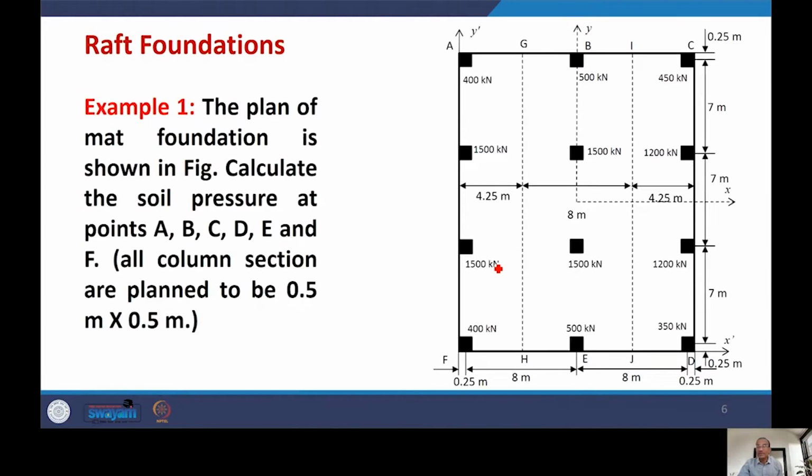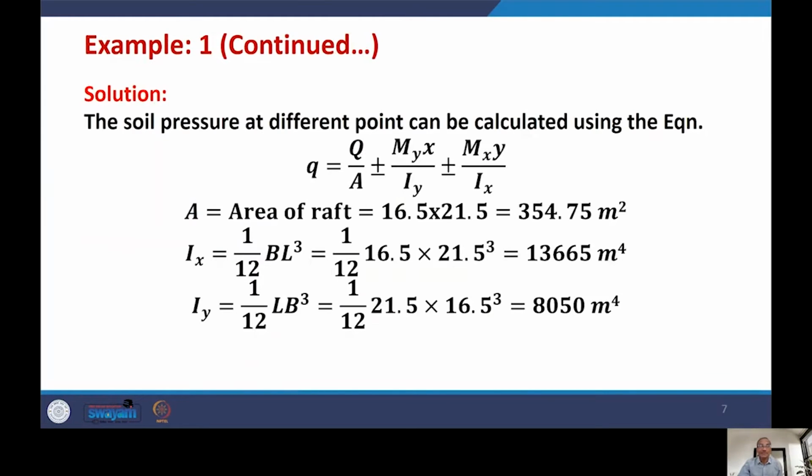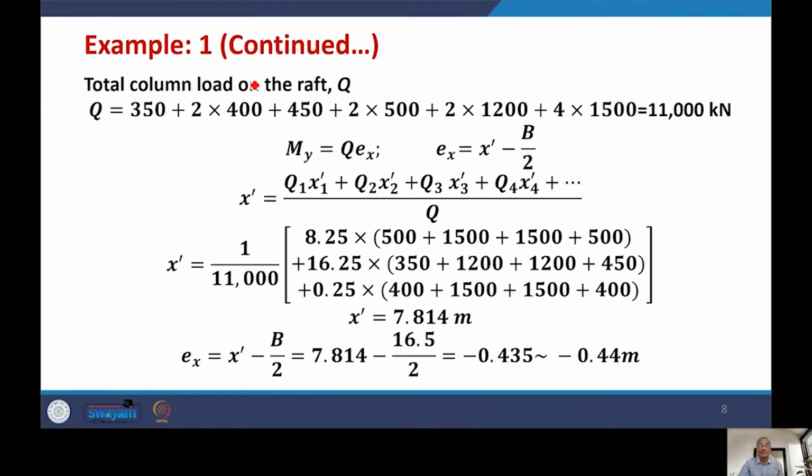To calculate the value of My and Mx, what is required? You first need to calculate the eccentricity. For the calculation of eccentricity, let's assume that this is the origin here. Assuming the origin here, the total load Q, irrespective of wherever you assume the origin, is nothing but this total load.